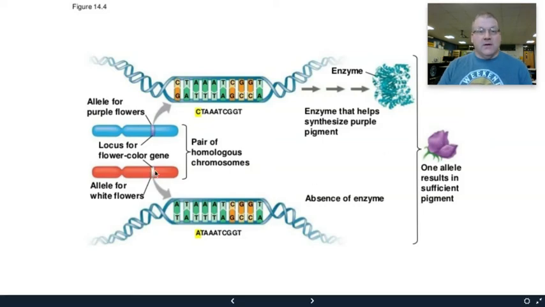So the second allele produces a non-functional enzyme, or doesn't produce an enzyme at all, perhaps. Okay? This sequence of DNA is different. It does not produce that which can help to synthesize a purple pigment. Lack of pigment in this case would be a white flower.